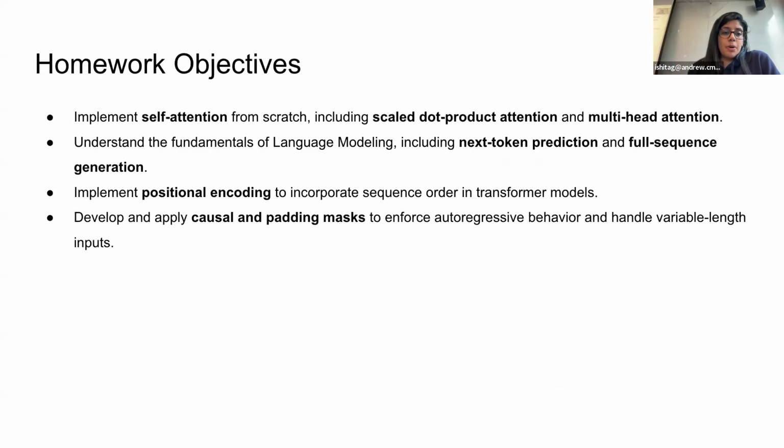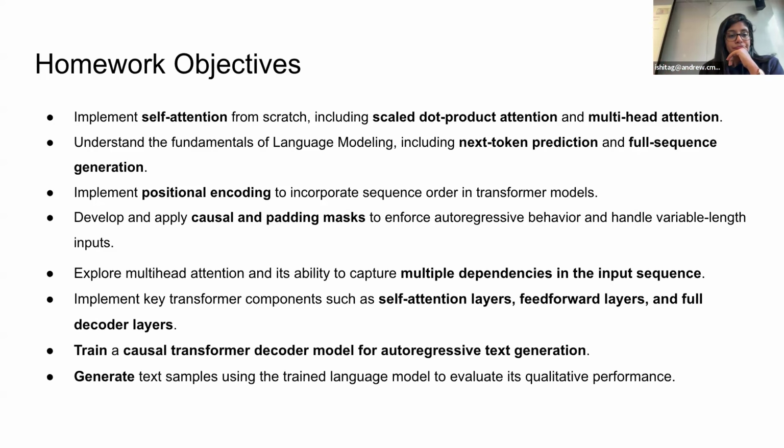Okay, so in this part, you'll implement self-attention from scratch. So in self-attention, you'll implement the scaled dot product attention and the multi-head attention. And we'll also understand the fundamentals of language modeling, including next token prediction and full sequence generation. You'll implement positional encoding, and finally, you'll learn how to apply causal and padding masks to enforce the autoregressive behavior, and how to handle variable length inputs and deal with unlabeled data.